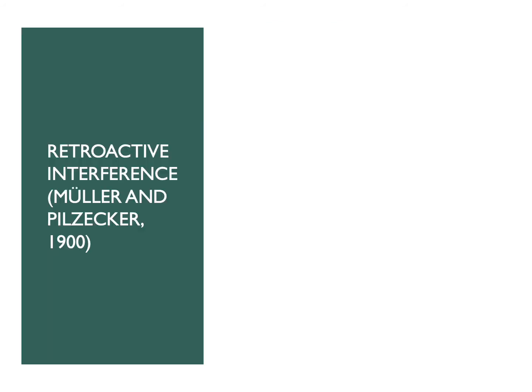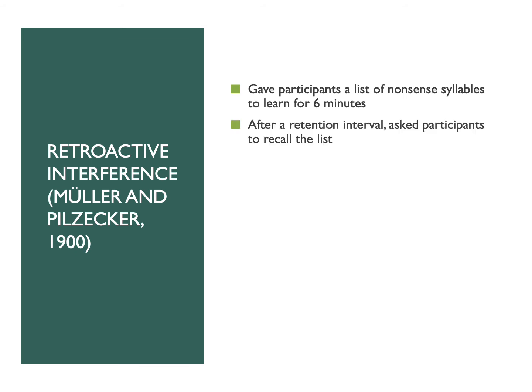The second piece of research I want to look at is about retroactive interference, and it was done by Muller and Pilzecker. And what they did is they gave participants a list of nonsense syllables. So they were made up words, they didn't mean anything, and they had to learn these for 6 minutes. They were given a retention interval, so like a small pause between learning the words and then having to recall them. However, some participants were given an intervening task.